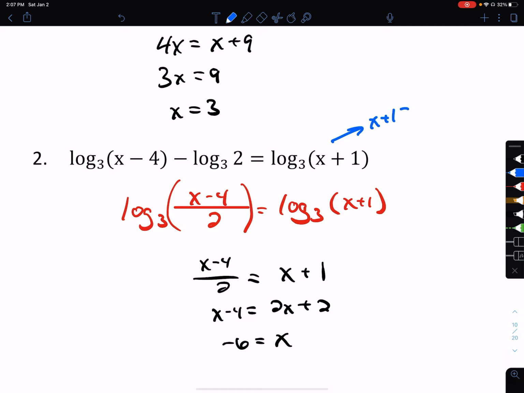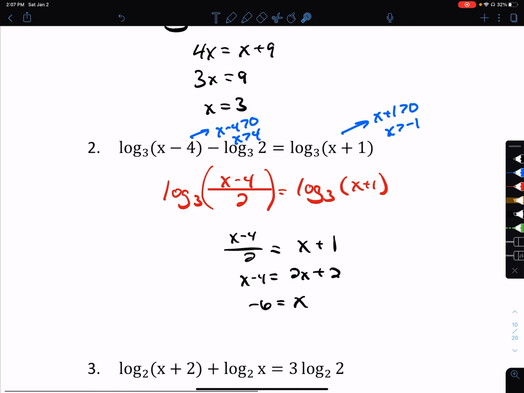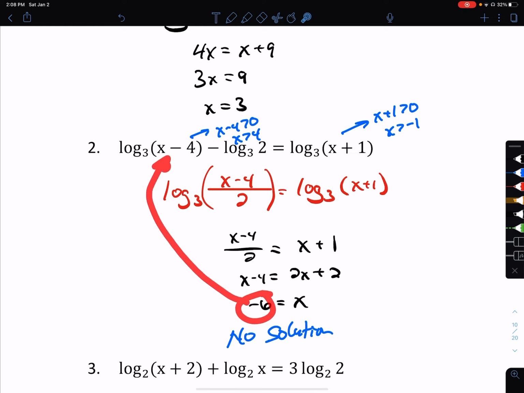Looking at number 2, here we're saying x plus 1 has to be bigger than 0, x has to be bigger than negative 1. Here we're saying x minus 4 is bigger than 0. x has to be bigger than 4. This is not bigger than either of these. It's smaller than both of them. This problem has no solution. Once again, it has no solution because if you put a negative 6 into this, you're going to get common log of 3 to the negative 10. The argument has to be positive. Put negative 6 in here, you're going to get common log of negative 5. Doesn't work. This has no solution.